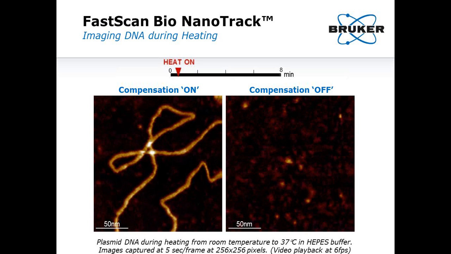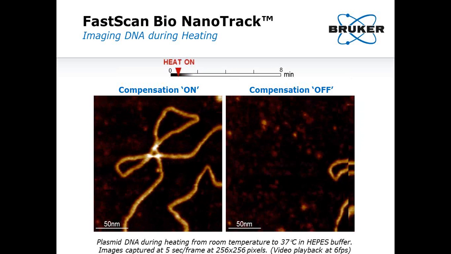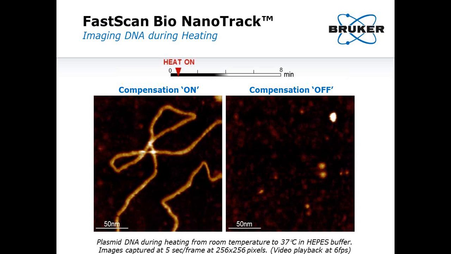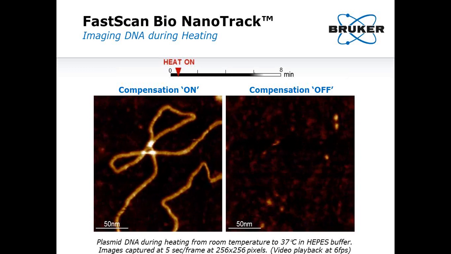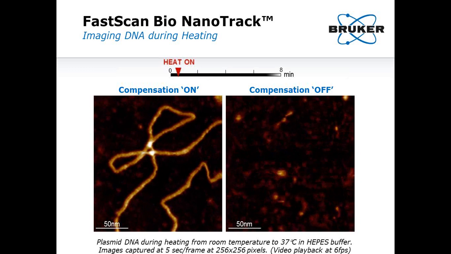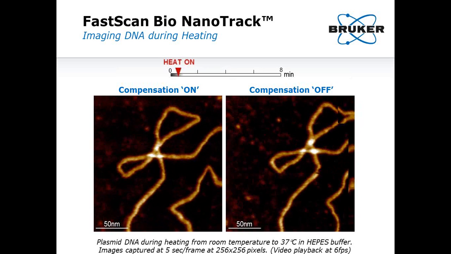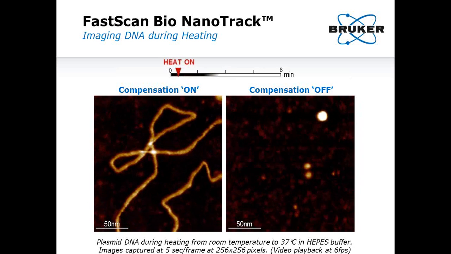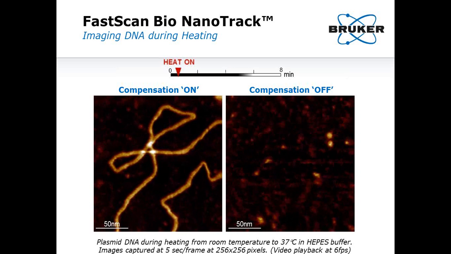In the example shown here, a plasmid DNA was continuously imaged in buffer solution as it was heated from room temperature to 37 degrees. As you can see in the movie on the left, when XY scanner compensation is turned on, the position of the DNA remains stable within the scan area. The movie on the right shows the same strand of DNA imaged during heating without compensation. Here we see how the DNA quickly moves out of the scan area within 2 minutes of imaging due to the drift induced by the change in temperature.